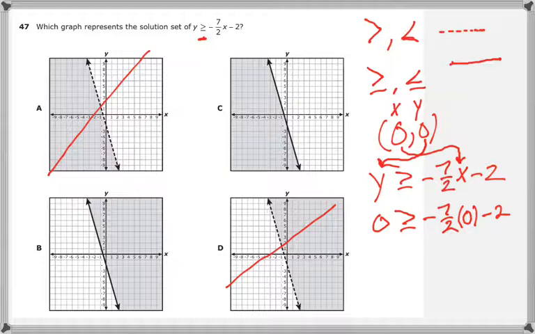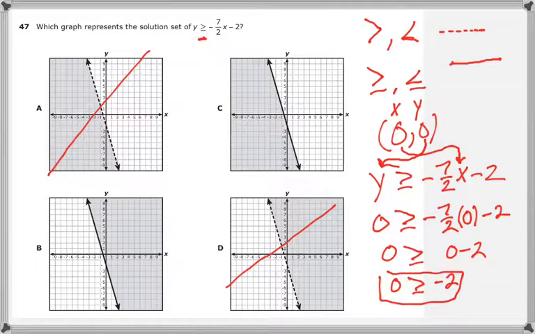So we have negative 7 halves, where we replaced our x with the 0, and then minus 2. All right, so negative 7 halves times 0 is going to give us 0. So we have 0 greater than or equal to 0 minus 2. Okay, 0 minus 2 is going to give us negative 2. So we have 0 is greater than or equal to negative 2. Just picture the number line: 0 is going to be on the right side of negative 2. So this one's true.